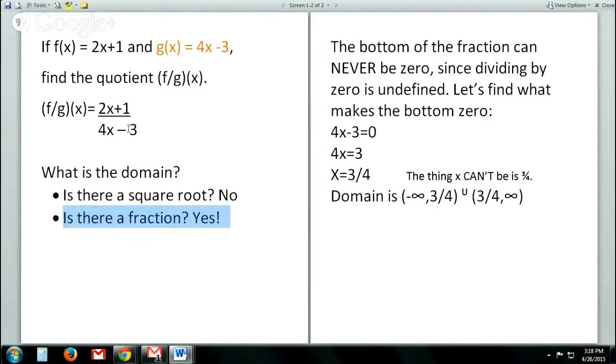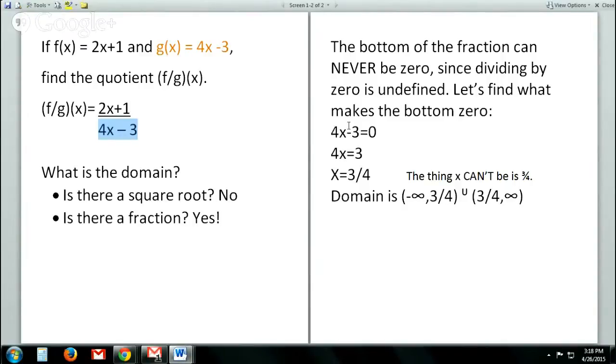Yeah, the whole thing is a fraction. So the bottom of this fraction can never be 0. If it's 0, then we have an undefined expression since you can never divide by 0. So let's figure out what's going to make this 0.